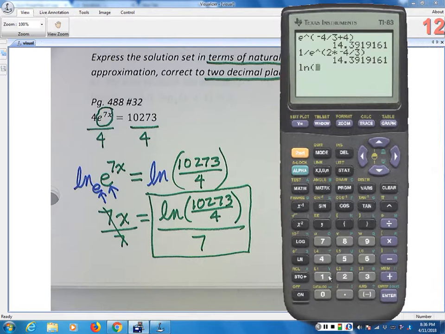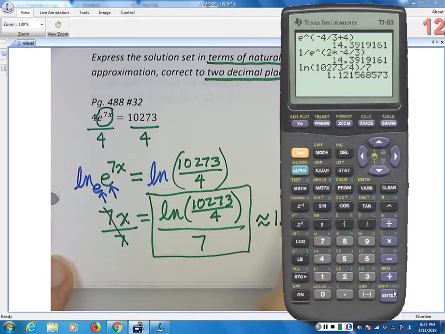Natural log of 10,273. And then, do we close the parenthesis? No, because we're dividing by 4 inside the natural log. Good guess, good guess. I know you're already brain dead. Okay, and then divide by 4, and then divide by 7. Okay. And we get that it's approximately 1.12.